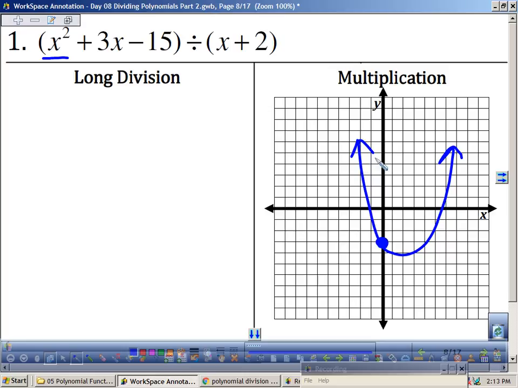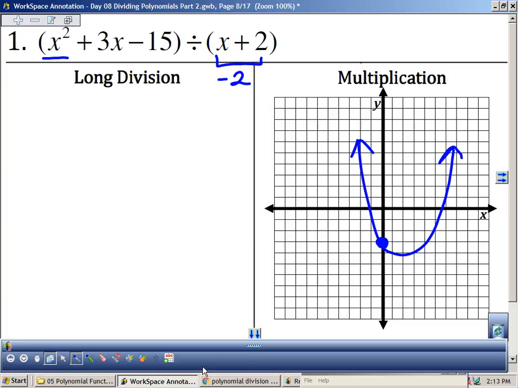If x plus 2 is in fact a factor, then negative 2, right? Negative 2 is going to be my 0. So it'll be right there. I'm going to pretend like I'm an Algebra 2 student at home. I'm going to be lazy, right? And I'm going to check this out and see if it is. I'm going to go in Desmos, and we're going to put in x squared plus 3x minus 15.